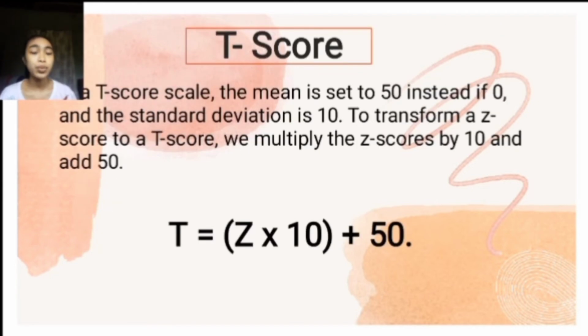Okay. Next, we have the t-score. In the t-score scale, the mean is set at 50 instead of 0, and the standard deviation is 10. To transform a z-score to a t-score, we multiply the z-score by 10 and add 50. Before we get the t-score, we must first get the z-score. So here we have the formula: our z-score times 10 plus the mean, which is 50.